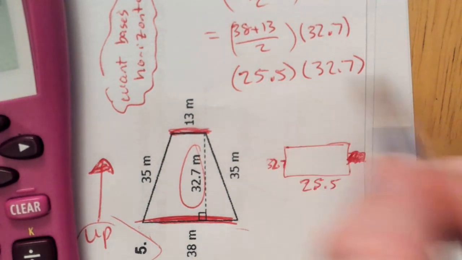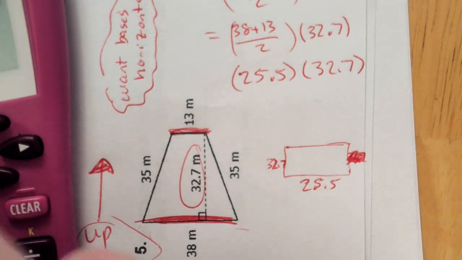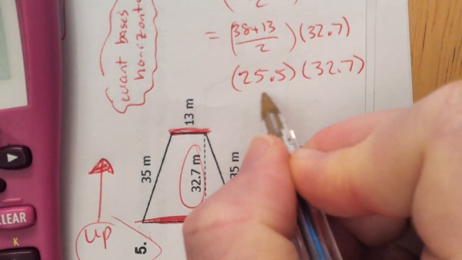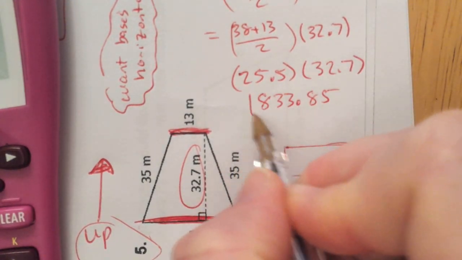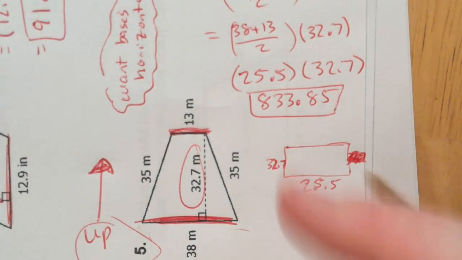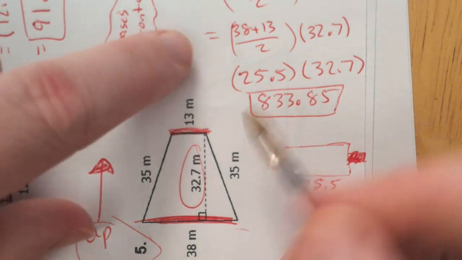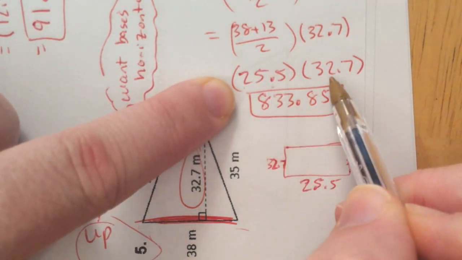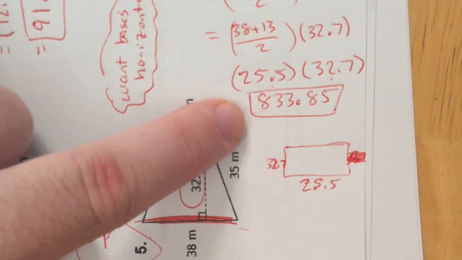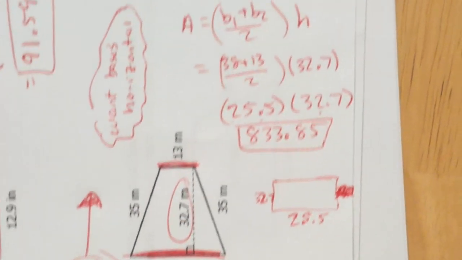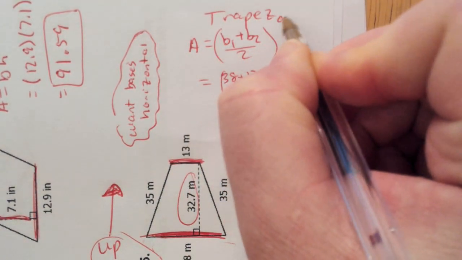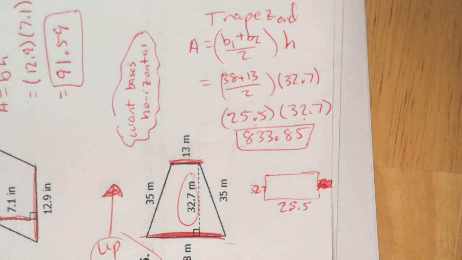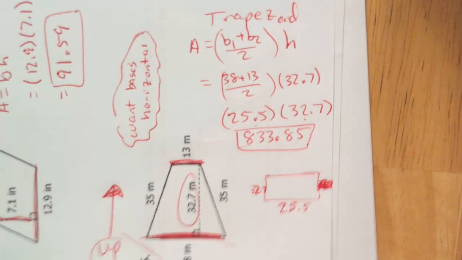Now actually multiply it together, 32.7 by 25.5, and we get 833.85. We just keep happening to get hundredths, and that is our final answer. So the average of our bases was 25.5, our height was 32.7, and our area was 833.85. This was a trapezoid. And notice that we did everything sideways, because this is how we're going to be looking at our problem to make sense out of it.